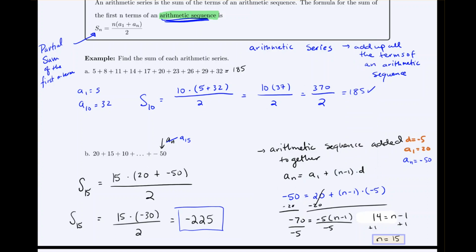Now do remember that this partial sum formula can only be used if you're dealing with arithmetic sequences. You would not want to apply this in a different case because it would not give you the correct answer.